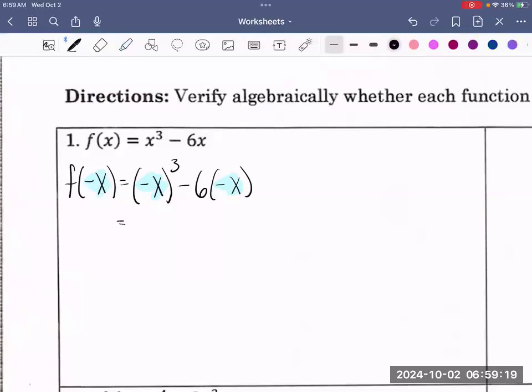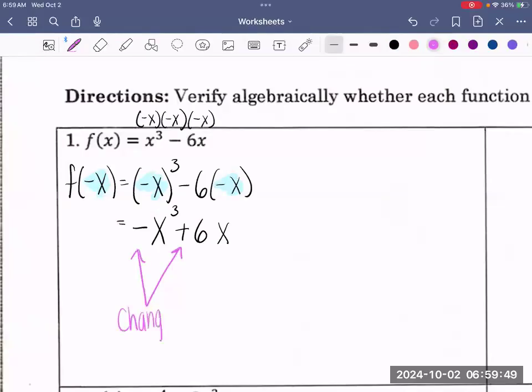So for us, when we plug in negative x cubed, this is really just saying negative x times negative x times negative x. What comes out is going to be a negative x cubed. So this one has undergone a sign change. Whereas when we look at your next term, negative 6 times negative x, this will create a positive 6x. So again, another sign change. So because both of these terms have changed their signs, this is an odd function. It is symmetric to the origin.